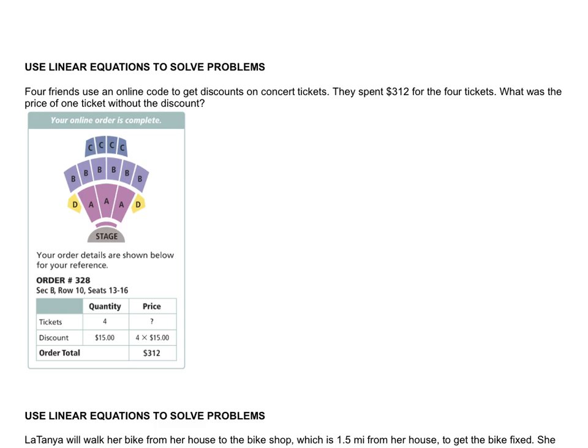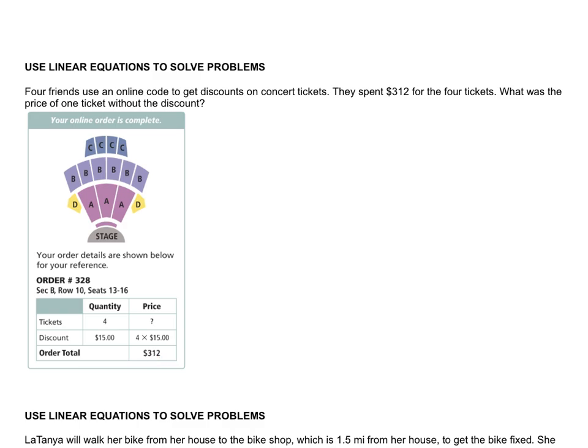Okay, so what I want to do is sort of like use this picture and use this information to help us, okay? The first thing that I know is that we bought 4 tickets, okay? And we don't know the price of those tickets, but we do know that there was a $15 discount per ticket to give us a grand total of $312. Now, discount means that we subtract, okay?